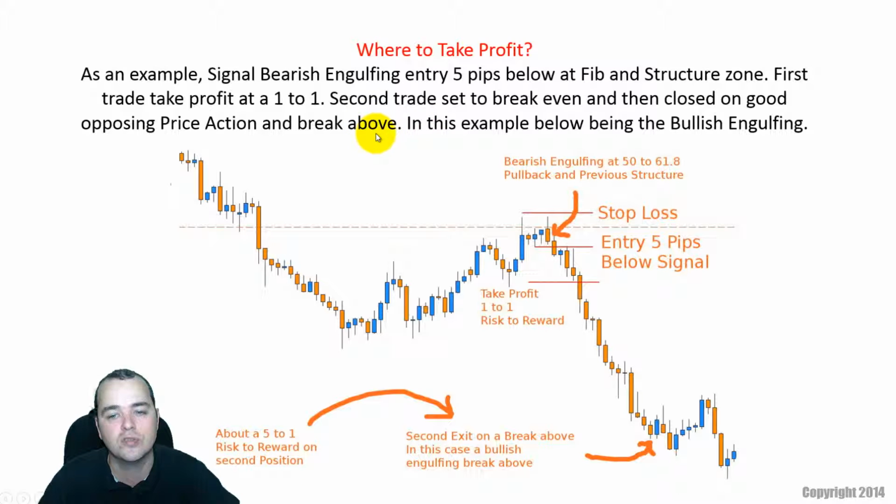That's an important one too. When you see the reversal candle, you want to see the market break above. Because if it doesn't break above, that can mean it's just a little tiny bit of a bullish reversal in a downtrend, and you want to keep holding on. In this example below being the bullish engulfing, and as you can see, here's the bullish engulfing down here, and the market went down here. So second exit on break above, in this case of bullish engulfing break above. About a 5-to-1 risk reward on second position.